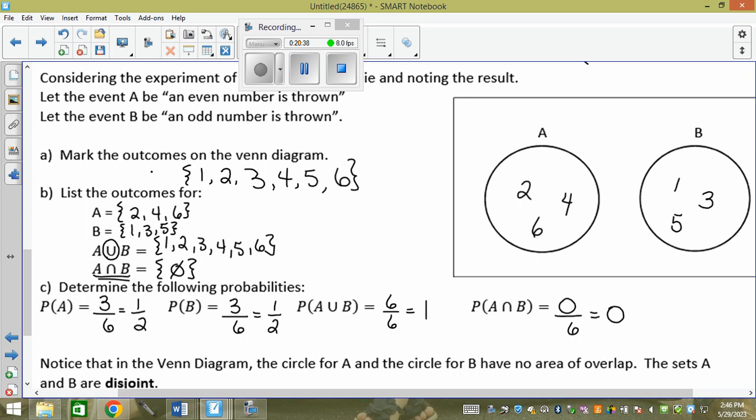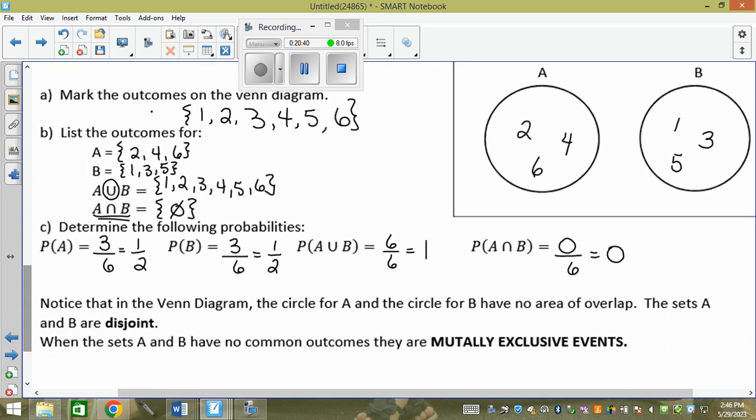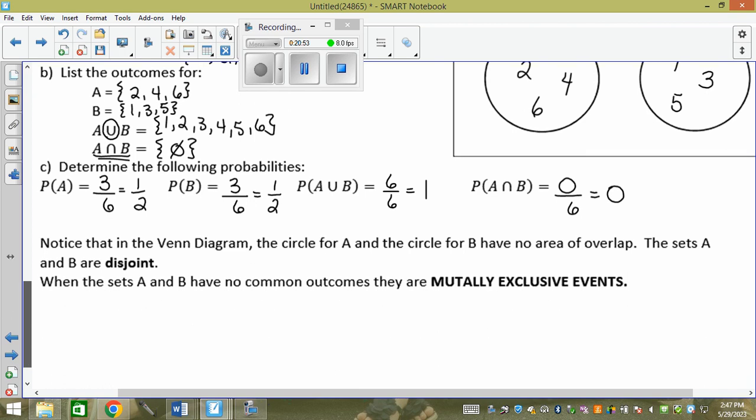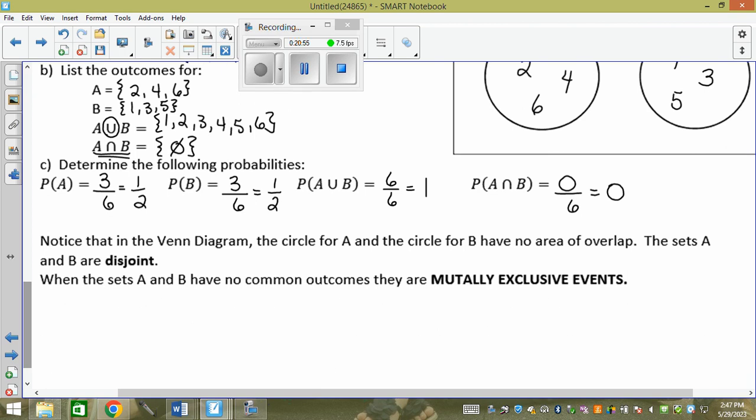They're mutually exclusive. So here it says, notice that in the Venn diagram, the circle A and circle B have no area of overlap. The sets A and B are disjoint. And the sets A and B have no common outcomes. They are mutually exclusive events, which we talked about. Right? Okay, flip it over.